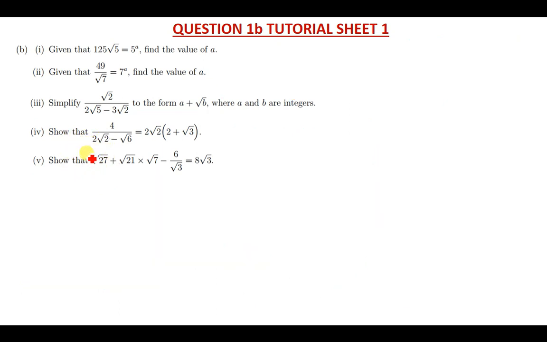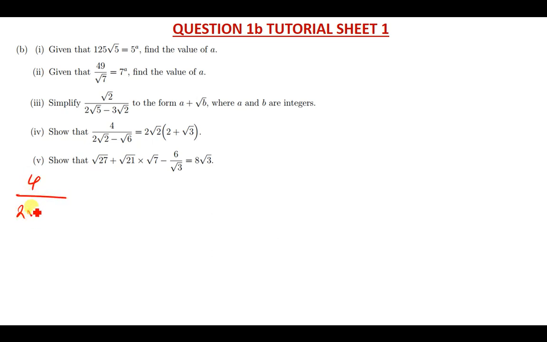So in this question, the question is saying, show that 4 over 2 root 2 minus root 6 is equal to 2 root 2, 2 plus root 3. So this one is simple and straightforward. What we can just do is find the conjugate, as I said, for the denominator. So let me write the question there.